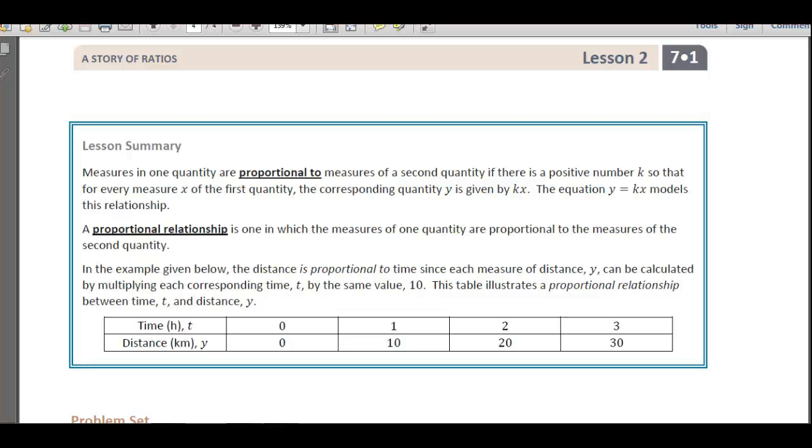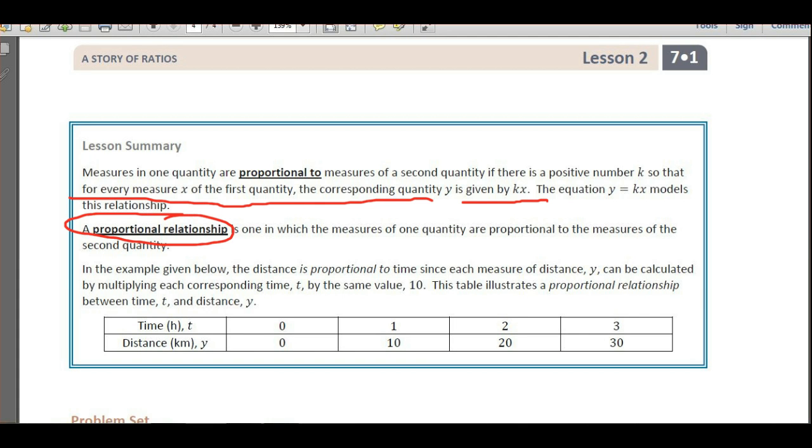measures of one quantity are proportional to measures of a second quantity if there is a positive number k, so that for every measure x of the first quantity, the corresponding quantity y is given by k times x, which just sounds so darn confusing sometimes. But just like we said before, if there's this constant that you can multiply by both values or both quantities to get a second quantity, that means they are proportional. A proportional relationship is one in which the measures of one quantity are proportional to the measures of the second quantity. That's right here, this idea of proportional relationship.